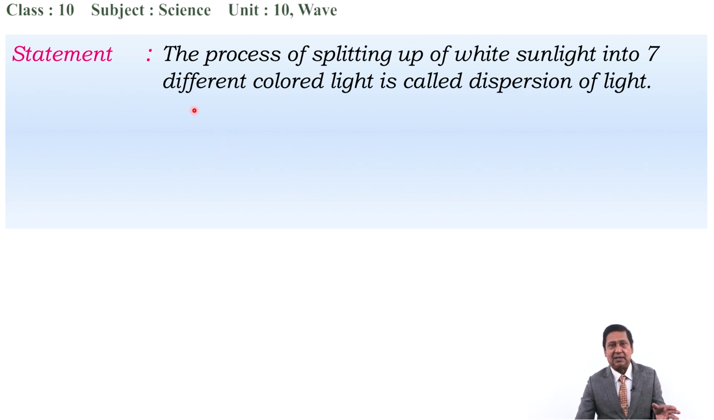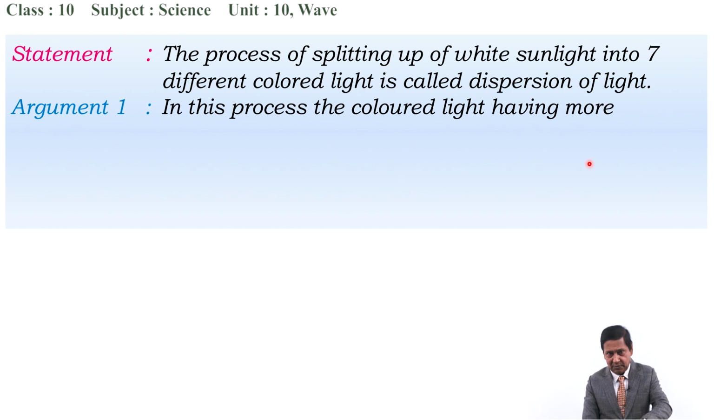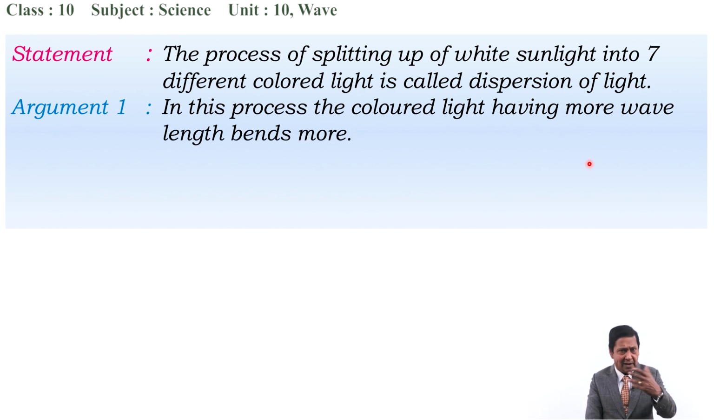A statement is given here. The process of splitting up of white sunlight into 7 different colored light is called dispersion of light. Is this statement true? Just think about this. I am giving you time to think about this. I'll tell you if you cannot answer this question. I'll answer all these. Now, one argument is added to it. In this process, the colored light having more wavelength bends more.